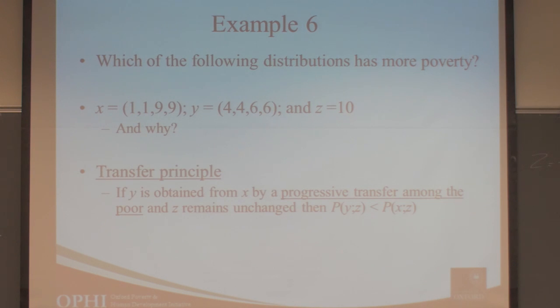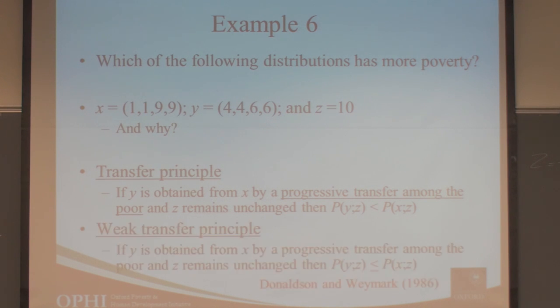So you could have a transfer principle. You could say if y is obtained from x by a progressive transfer among the poor and z remains unchanged, then you have this particular reduction. Similarly, you could have a weak transfer principle, which allows, if you do not care about inequality, and if you evaluate them the same, you would allow this particular weak inequality here. Okay?